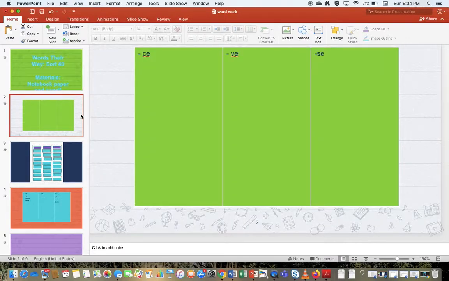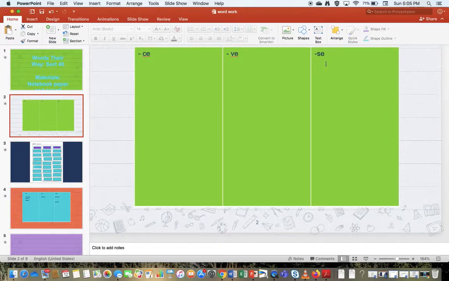On your notebook paper, you're going to make it into three columns. So draw lines down like this. So there's three columns. Label the first one CE. All of our words that end in CE will be sorted in this column. The CE pattern makes the S sound. Label the second column VE. All of our words that end in this pattern will go in this column, makes the V sound.